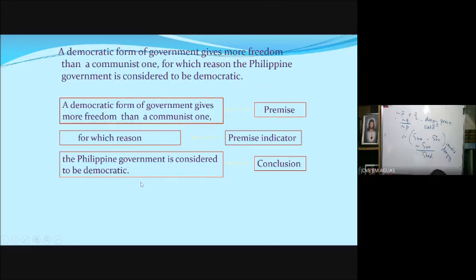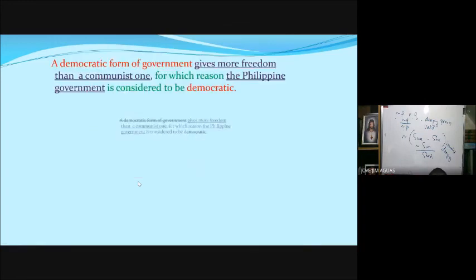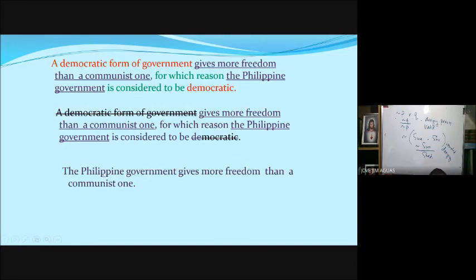You understand? Of course, that's why we have studied the parts of the conclusion, no? Because the conclusion gives you the major and the minor terms. Now let's try to reconstruct this. So you have now this implied statement. This implied statement must be the minor premise because this is the major premise. Remember, the major premise is always the more general. The more specific is the minor premise. And between democratic form of government and Philippine government, democratic government is more general than Philippine government, right?